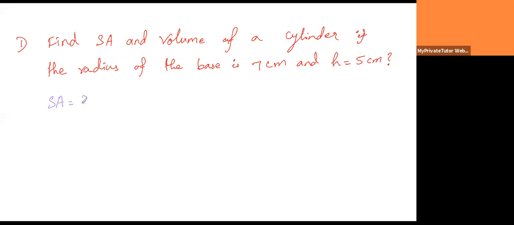It's very simple. We have two circles. Area of the circle is pi r square. Area of one circle is pi r square. Area of two circles is 2 pi r square. And one more thing, the front one, which is 2 pi r, the circumference, times height, guys.